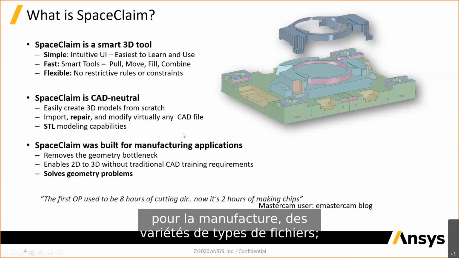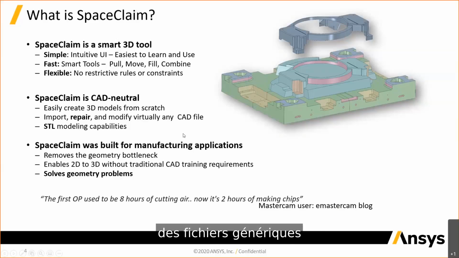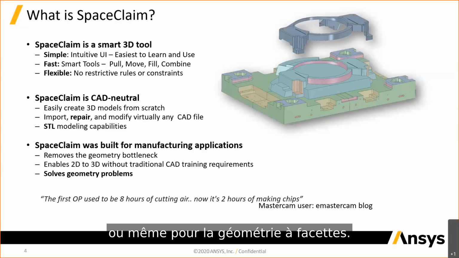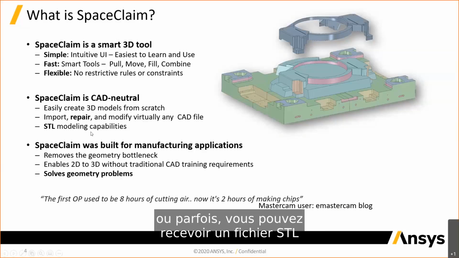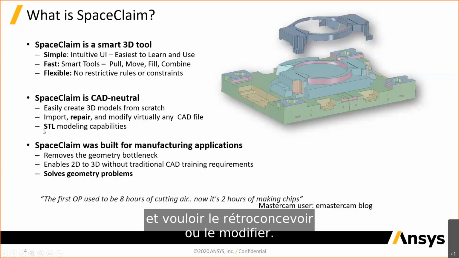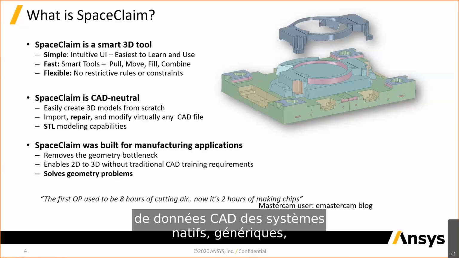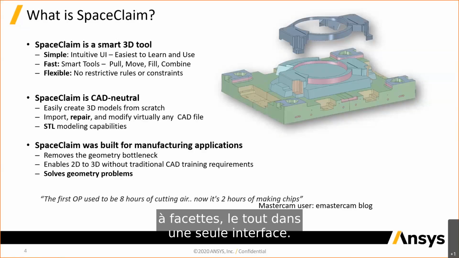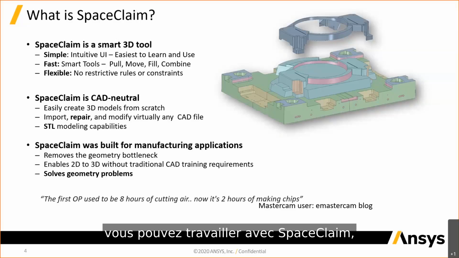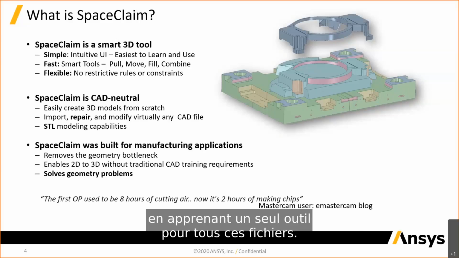It handles a variety of file types: native CAD files, assemblies, parts, also generic file types like IGES and STEP, and a few other popular ones, or even faceted geometry, whether we're 3D printing or sometimes you can only receive an STL file and you may want to reverse engineer it or just modify it. So we have tools that work with all types of CAD data, from native systems, generic, and faceted, all in one interface. Instead of buying all these different programs, you can work with just SPACECLAIM, learning one set of tools for all of these different files.